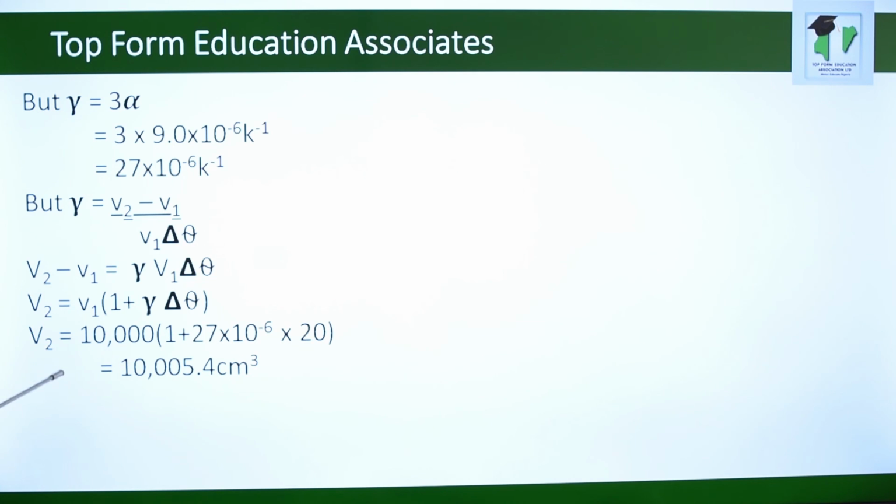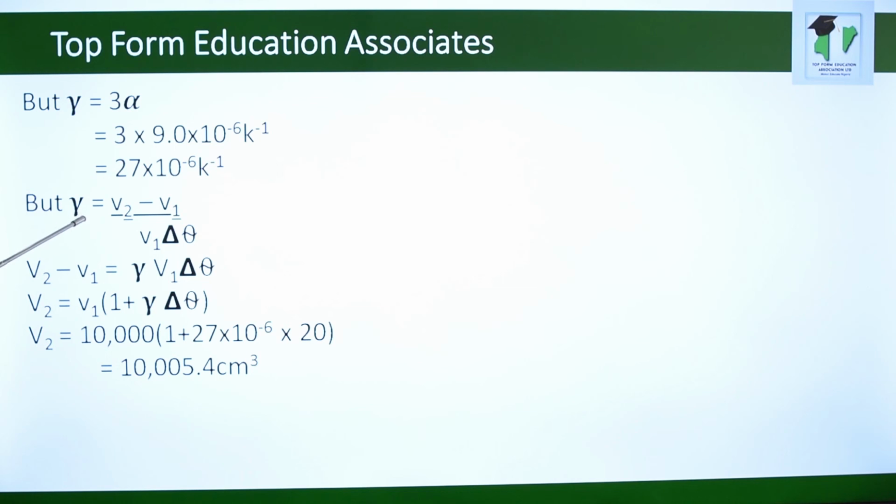Now, how do we get our V2? Remember, the formula for V2, we have gotten it to be V1 into 1 plus gamma change in theta. So we need to get gamma first. Already we have our V1. So to get gamma, we have gamma is equal to 3 alpha. So I mean 3 times 9.0 times 10 to the power minus 6 per Kelvin. This is our gamma. So if we multiply 3 by this, 3 times 9 is 27 times 10 to the power minus 6 per Kelvin. Now we have gotten our gamma to be this.